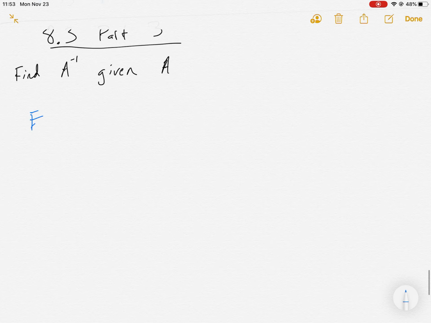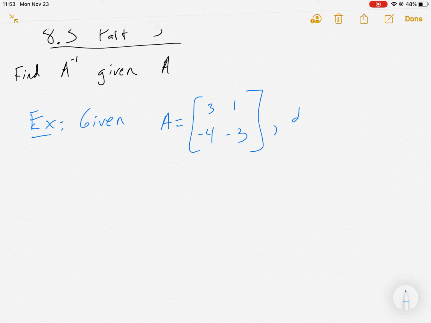So let's just say, for example, you were given a matrix. Let's call it A equals 3, 1, -4, -3. And then I said determine A inverse. Now, here's probably what you would do. You know that A inverse has to be a 2 by 2 because your final answer needs to be a 2 by 2 identity matrix.